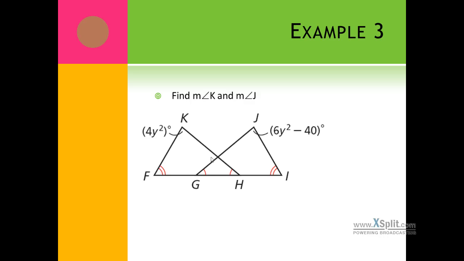Now how can we use this? Suppose we have two triangles, they're overlapping a little bit. I notice that two of their angles match already. G and H match, they're congruent. I know that F and I match, they are congruent. What does that mean? Well, that means that K and J have to match.